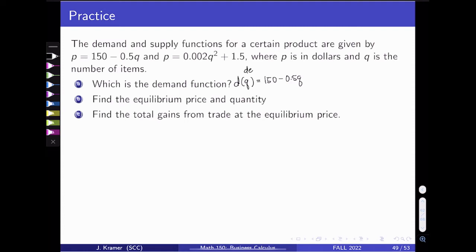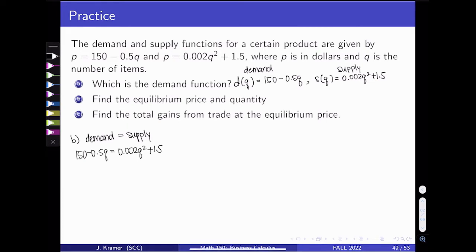This is our demand. That tells us that the supply function is then our quadratic function. So S of Q will be 0.002 times Q squared plus 1.5, and this is supply as a function of quantity. We want to find the equilibrium price and quantity. And remember, equilibrium occurs when demand equals supply. So for part B, we'll set our demand function equal to our supply function and solve for the quantity. We'll plug that back in to find the equilibrium price.